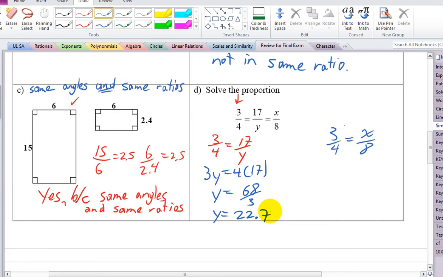Okay, so 22.6 repeating, rounded to 22.7. Hands up if you got that. This is the classic one where you have the unknown in the bottom. You're going to see it. Okay, you need to be able to solve those.